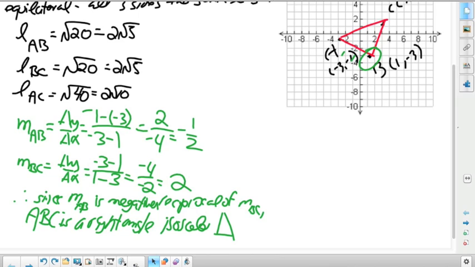If I did it and this wasn't a negative reciprocal, I would have to calculate the slope of AC and BC. And if that wasn't a negative reciprocal of anything, then it's not a right angle triangle. Then it's just a regular isosceles triangle. Since the slope of AB is the negative reciprocal of slope BC, then triangle ABC is a right angle isosceles triangle.